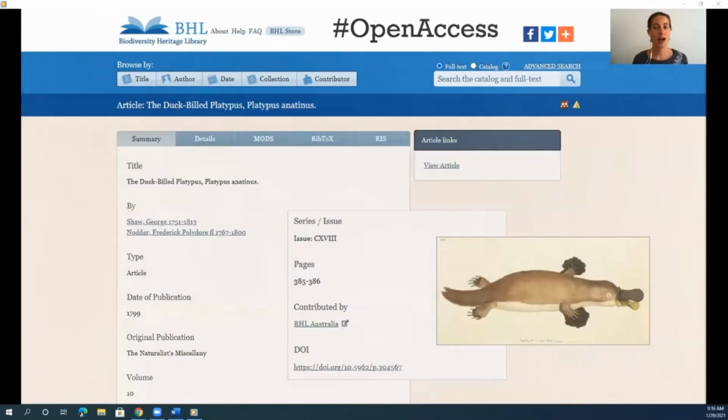And we're assigning a DOI to every single one. Those DOIs will resolve to the freely accessible versions on the Biodiversity Heritage Library website. And I'm so completely thrilled that the platypus and its friends are now part of that never-ending chain of knowledge.